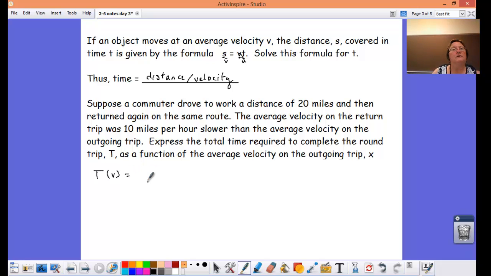Well, if you think about it, the total time required would be the time to get to work and the time to get home. And we can write expressions for those things. Our total time, well, the time to get to work, it takes the distance we've said, which is 20 miles, over the velocity that this person is driving, and we don't know that. On the return trip, we still cover 20 miles, but our velocity is 10 miles per hour less. So there is a function that expresses total time based on the average velocity.